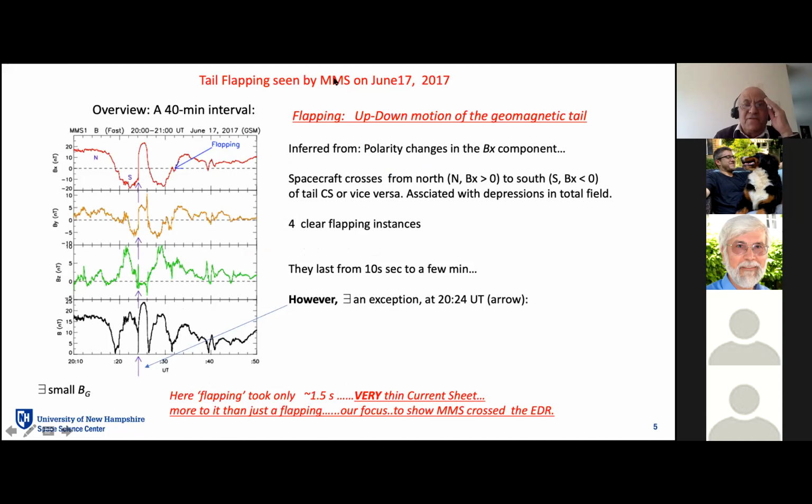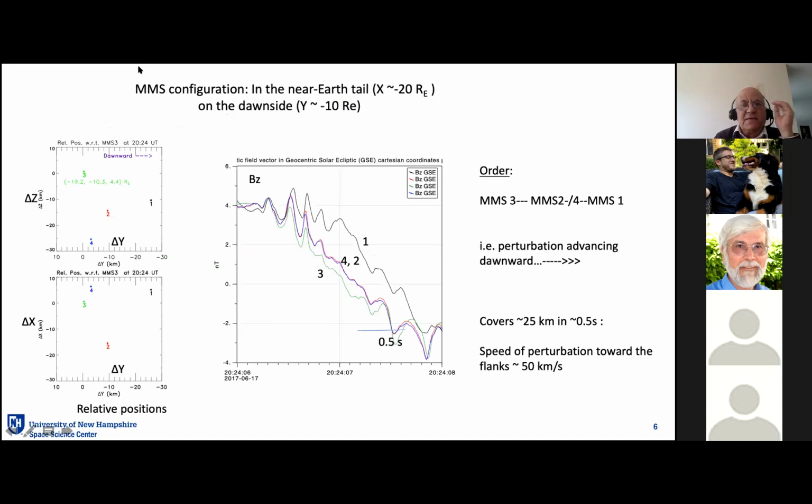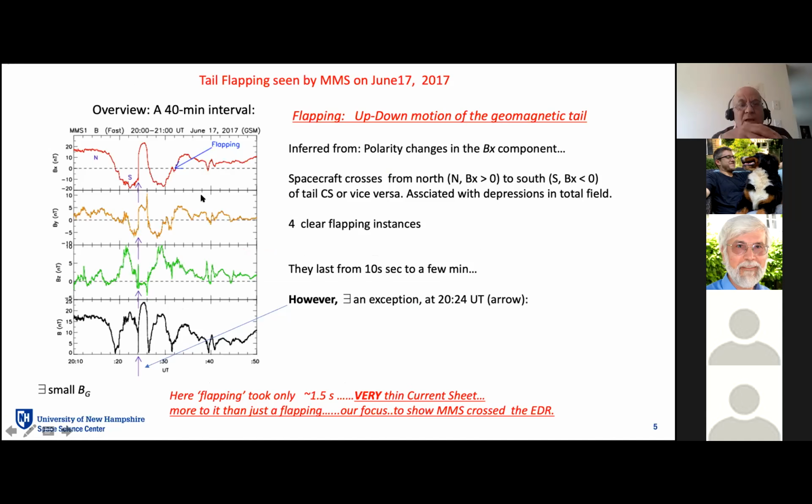And then we come to the flapping sheet by MMS. What did they see? This is an overview plot of a 40-minute interval. What is flapping, first of all? Flapping is nothing but an up and down motion of the geomagnetic tail.